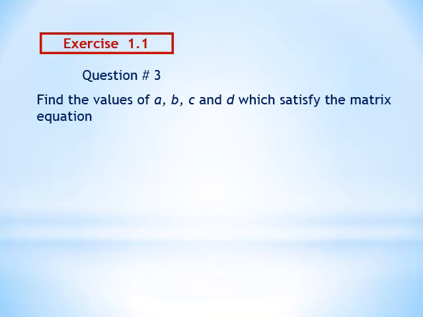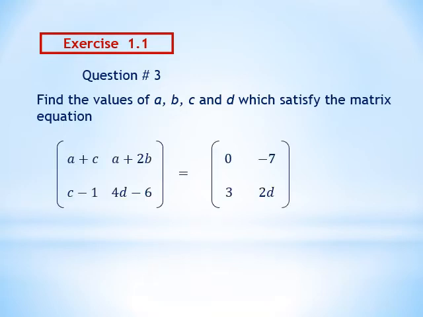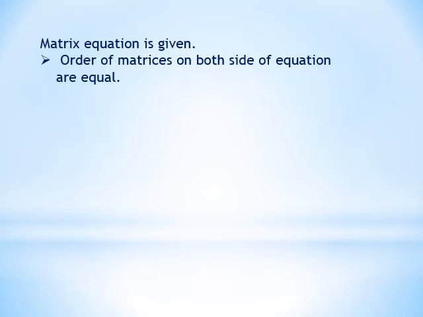Find the unknown values of A, B, C and D which satisfy the matrix equation. This matrix equation is given. First matrix is equal to the second matrix. Solution. Matrix equation is given. If a matrix equation is given, it means that the order of matrices on both sides of the equation are equal.